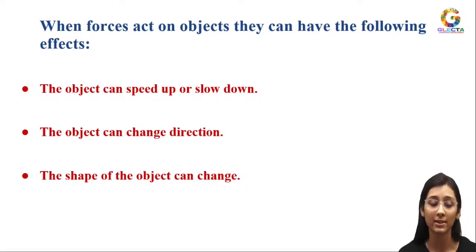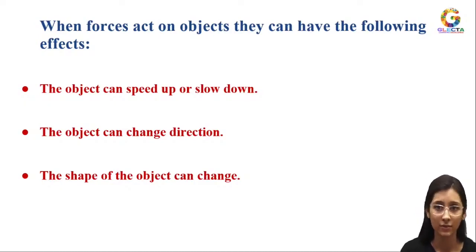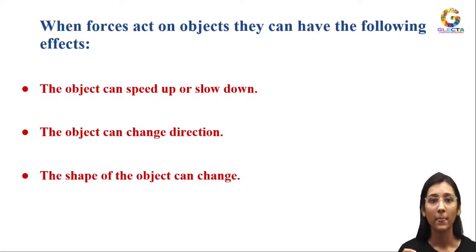Now in the second point, it says the object can change direction. The kid was kicking the ball in a certain direction. This is what it says: the object can change direction. Now, the shape of the object can change. When we talked about the spring, you can pull it away from both sides of its ends, and you can push it inside with both of your hands from its corners. Now, what's happening in this case? The shape of the object can change. You can change it. So now you know that these three things do happen when force is being applied.